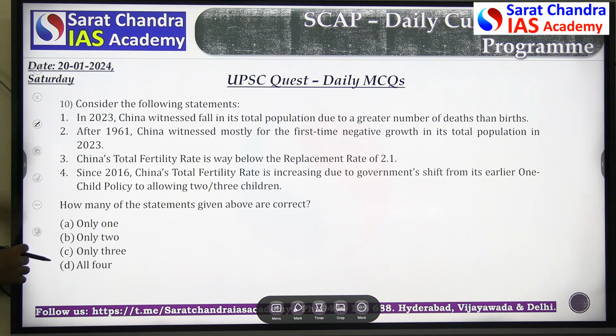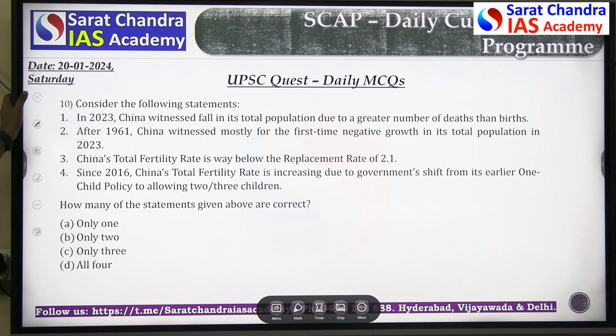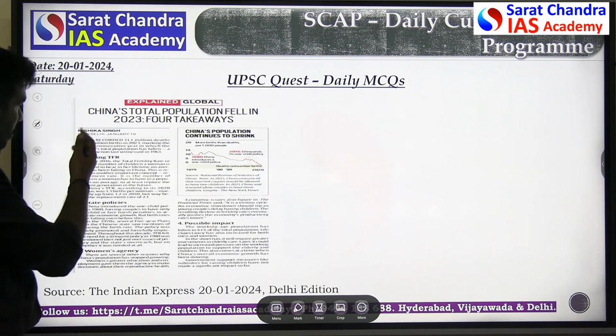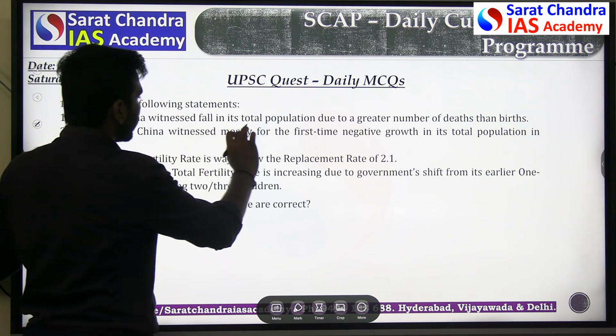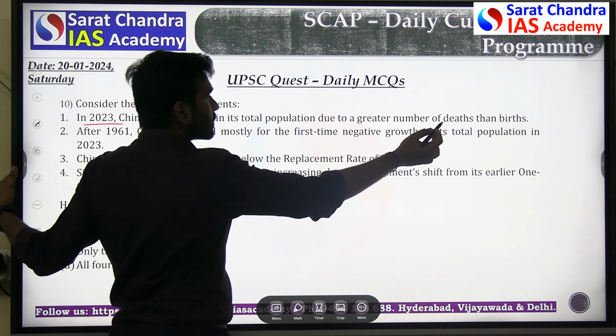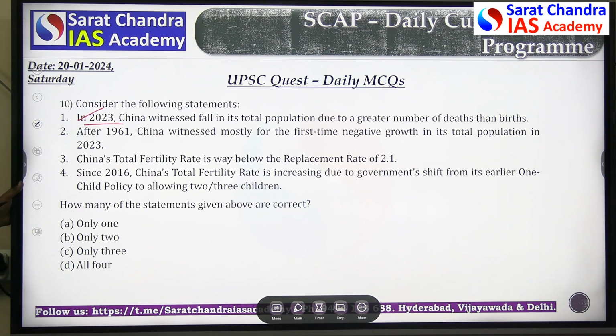Next, consider the following statements. In 2023, China witnessed a fall in total population due to a greater number of deaths than births. It is about the population statistics in China. The context is China's total population fell in 2023, four takeaways. Okay, if you read this context, you can easily answer this bit. In 2023, China witnessed a fall in its total population due to a greater number of deaths than births. Yes, that is correct.